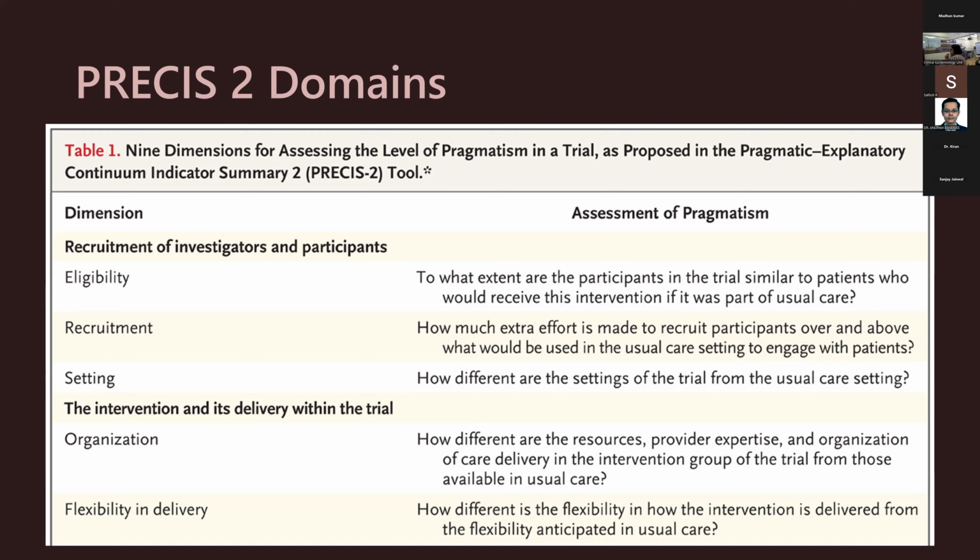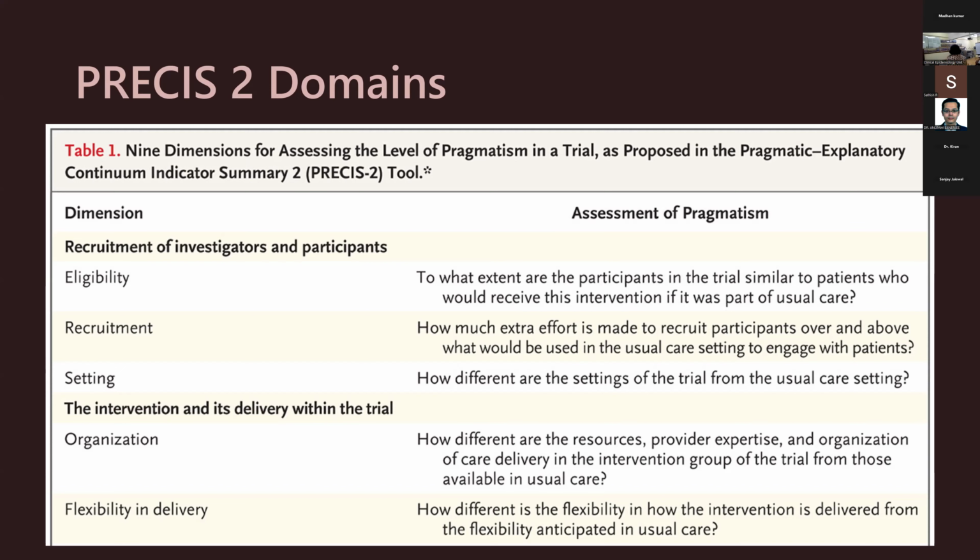For example, when we look at eligibility, they make sure that whoever is eligible for a certain intervention under the certain disease process is included in the trial. So the vulnerable groups like pregnant women and adolescents are also included as much as possible. For recruitment, they look at how much extra effort is made to recruit the participant.